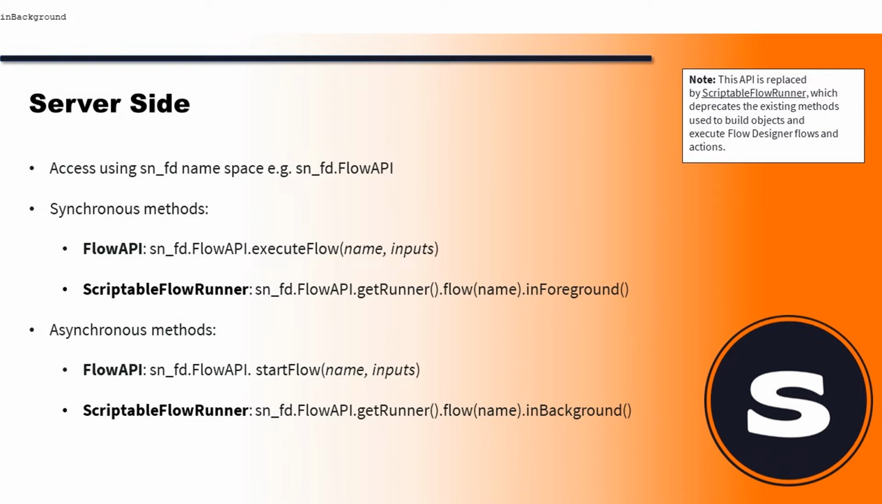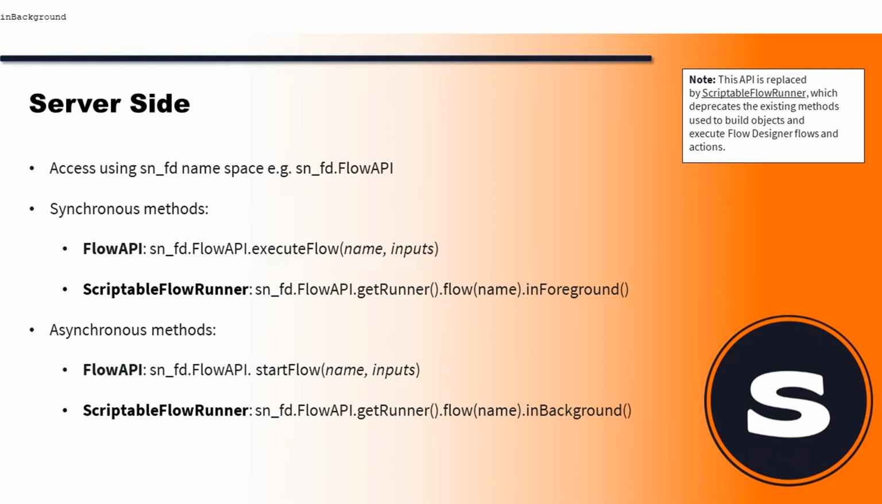Synchronous methods using FlowAPI would be a method like executeFlow, where we put in the flow name and some inputs, which is an object, and we'll see that in a second. ScriptableFlowRunner looks a bit more complex, but the start's still the same. We still use the namespace and the FlowAPI, but we start using getRunner, flow, where we put the name, and inForeground. So synchronous equals foreground. I guess they're trying to create similarities with the interface itself, because when you're configuring Flow Designer, you've got an option to say whether it's in the foreground or background. So perhaps they're trying to do that.